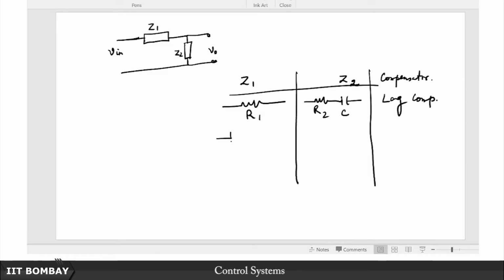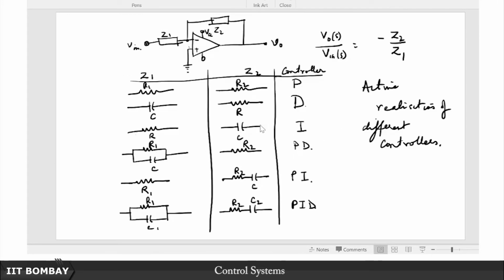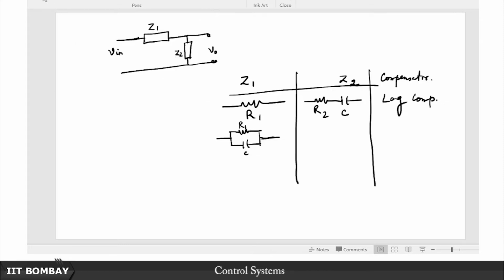Then let's say you have an R1 here and a C here on the Z1 structure, and you'll immediately see the similarities. Just like we said, the lag comes from the PI as an approximation of the PI, and the lead comes as an approximation of the PD, right. So this kind of follows straight away, okay. So this is a lead compensator's realization.